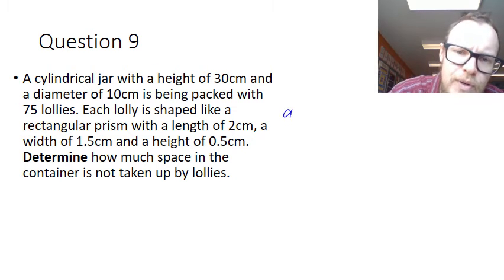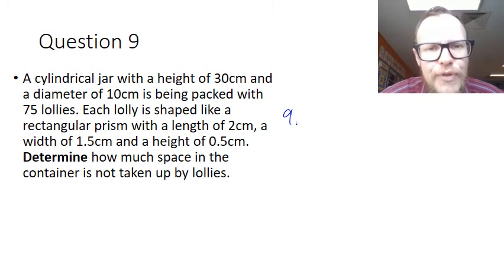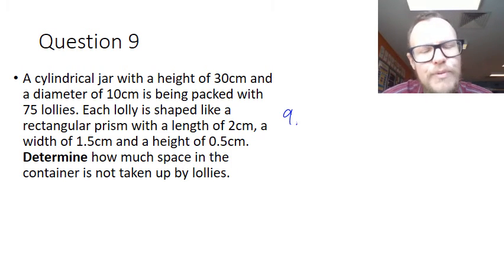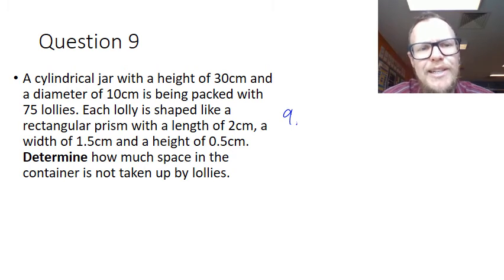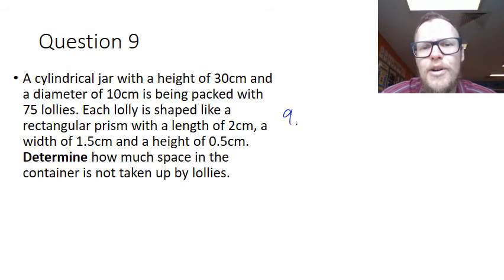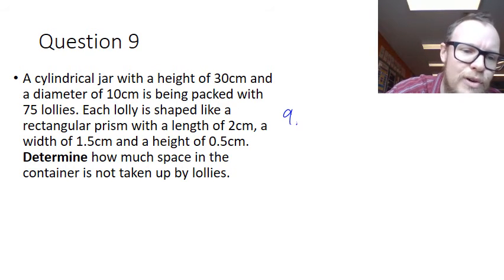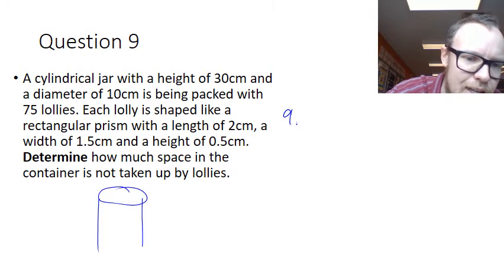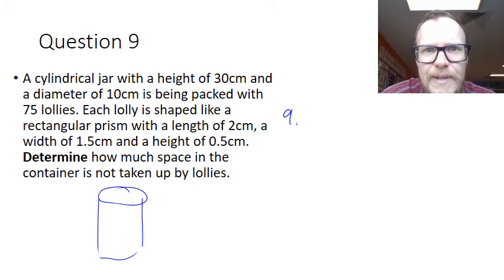Question nine, we're asked here, a cylindrical jar with a height of 30 centimetres. So we've been given a description here. One of the best things to do for a question like this, I can straight up see I'm going to have some sort of volume. So I think I should draw a diagram to make sure it's nice and clear for me. I'm going to draw it underneath here, a cylindrical jar. So I've got a cylinder here, draw it very rudimentarily, but it doesn't need to be neat. It just needs to be a nice, clear drawing.